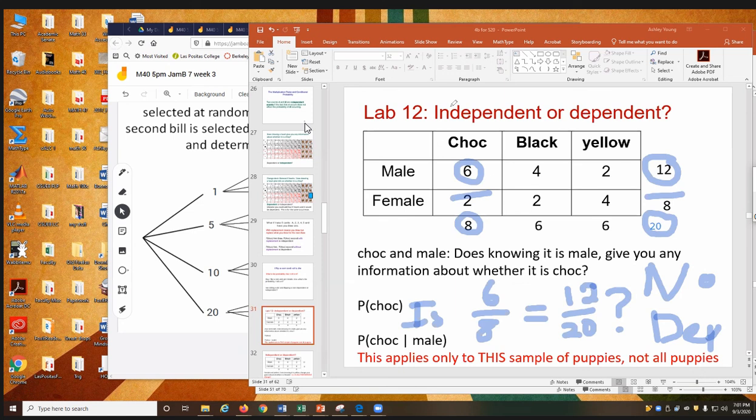Right? So again, it's a ratio, so you can look at this ratio over that ratio and see if it's the same as this one over that one. Or you can go the other way, 6 over 12 is not the same as 8 over 20. They're either both going to be exactly the same or both not the same. If they're not the same, they're dependent. If they're the same, they're independent.